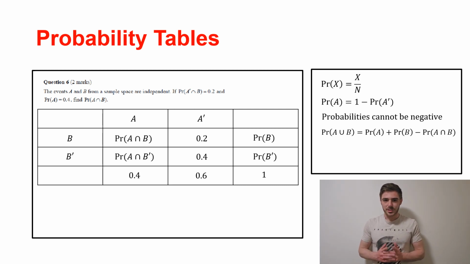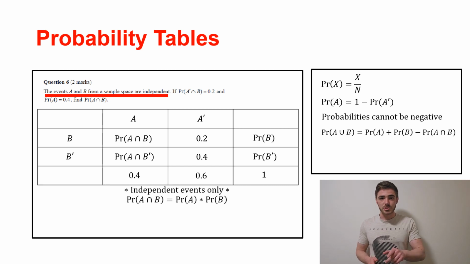Here's where it gets a little bit trickier. It doesn't look like there's a clear path to get to A intersection B. We need something else. And that thing comes from this statement here. A and B are independent events. If A and B are independent events, then the intersection of those two events can simply be rewritten as P(A) multiplied by P(B). But that actually applies to all the intersections.